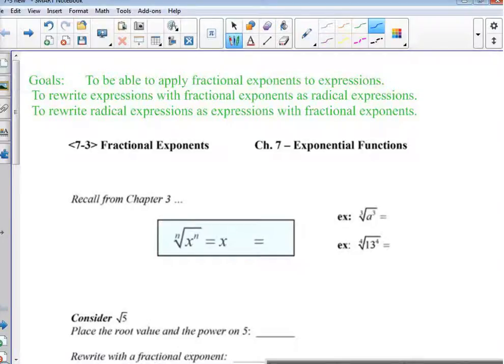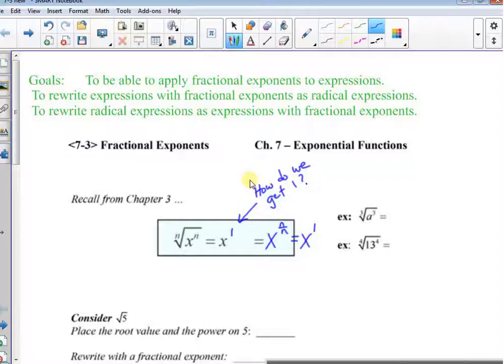For 7.3, we are going to be talking about fractional exponents. So, recall from chapter 3 that the nth root of x to the n equals x to the first. How do we get 1 using the n and the n? Well, wouldn't it be x to the n over n? Wouldn't that be equal to 1? That would indeed be equal to 1.